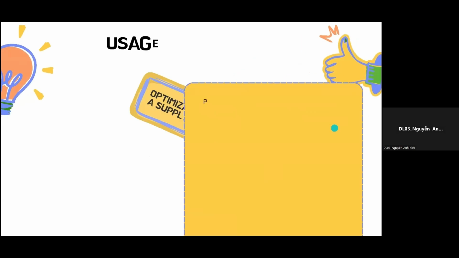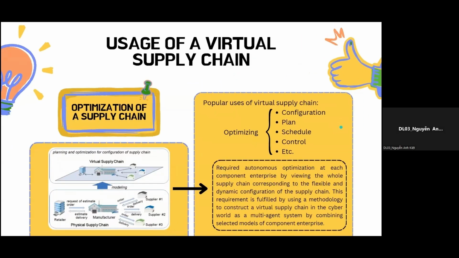So one of the most popular usages of a virtual supply chain is optimizing the supply chain, which is the optimization of configuration, plan, schedule, control, etc. And in this figure, as you can see, the autonomous optimization at each component is required by viewing the whole supply chain corresponding to its flexible and dynamic configuration. This requirement is fulfilled by using a methodology to construct a virtual supply chain in a cyber world.